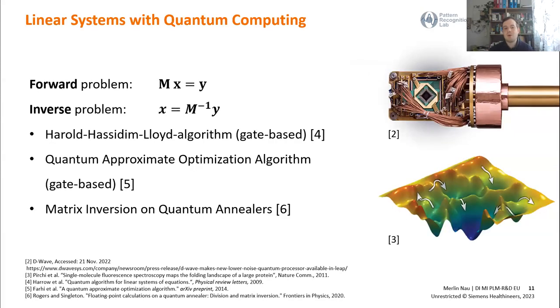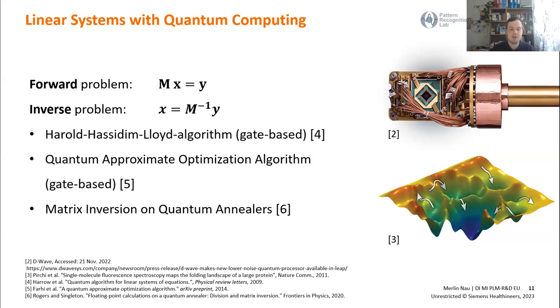So when we go to our problem and take this as a toy problem, as this linear system of equations, our forward problem is defined, as I said earlier, as M times x equals y, and then our inverse problem should be solved by taking the inverse of the system matrix. So now we took a look at what kind of algorithms were out there for quantum computing that could be used to solve these linear systems of equations.